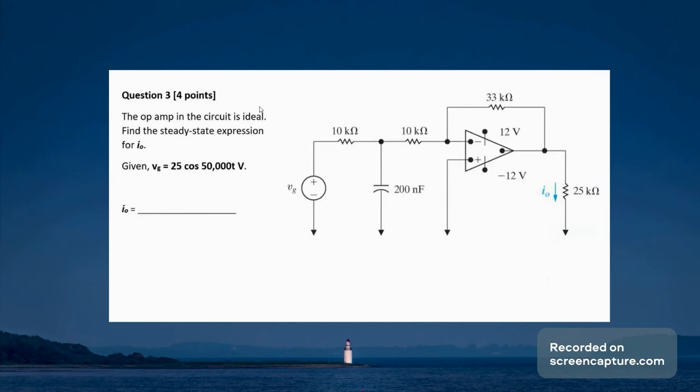Next up, we need to find the current from this capacitor. The current of any capacitor is equal to the capacitance times the derivative of voltage. So you take the derivative of your voltage equation, which gives you negative 1.25 times 10 to the 6th sine 50,000 t. Now you multiply that by your capacitance, which is 200 times 10 to the 9th. And if you simplify that, you get negative 0.25 cosine 50,000 t minus 90 degrees.